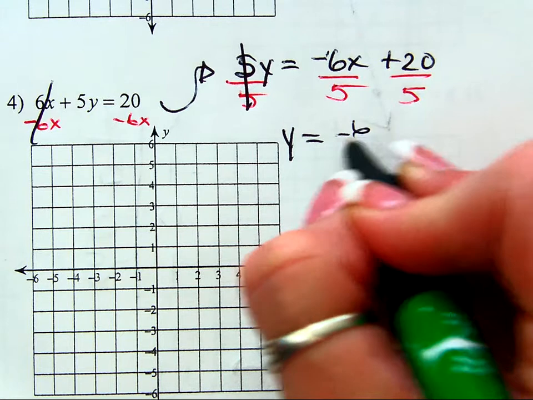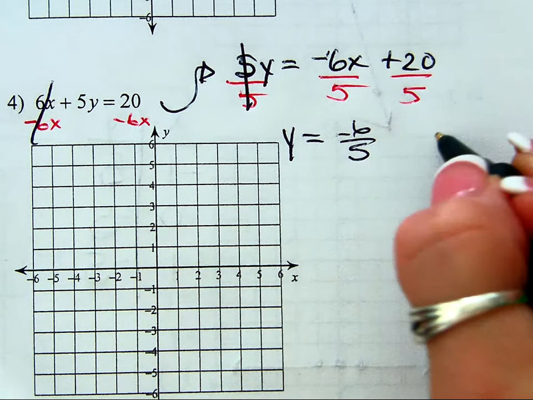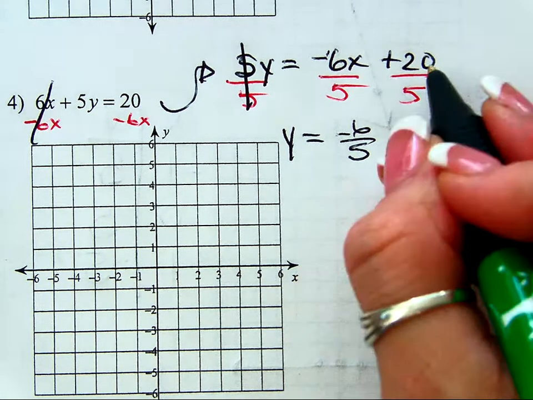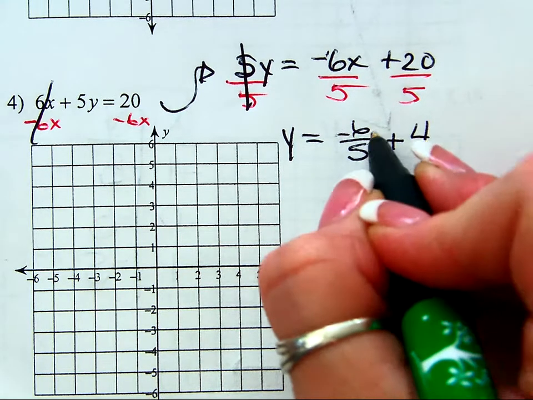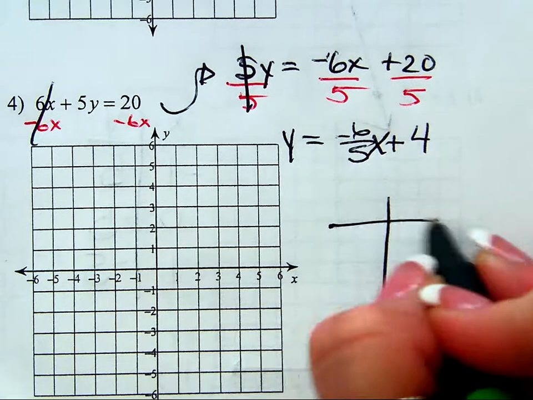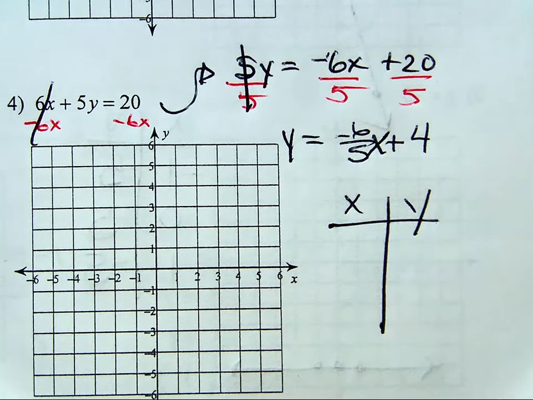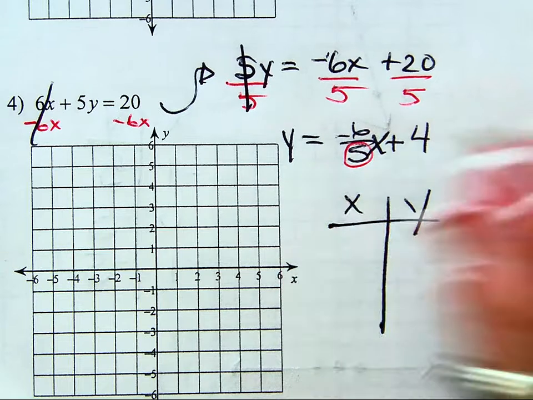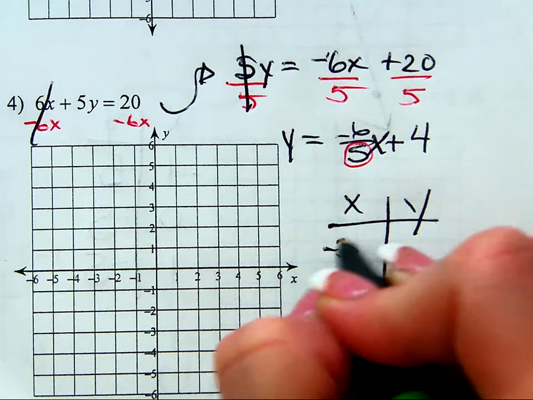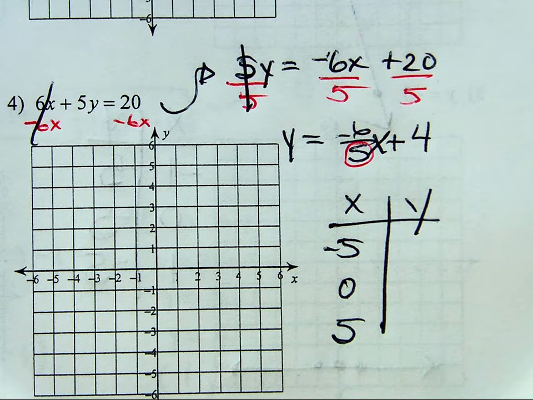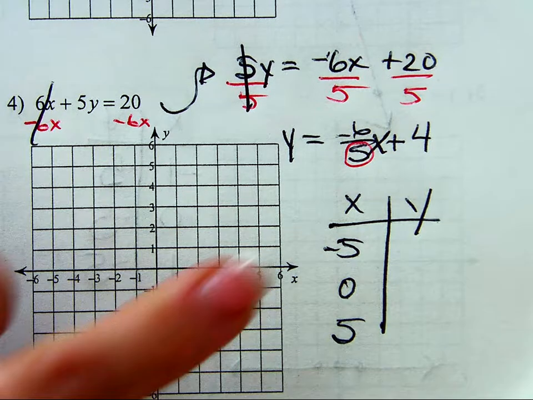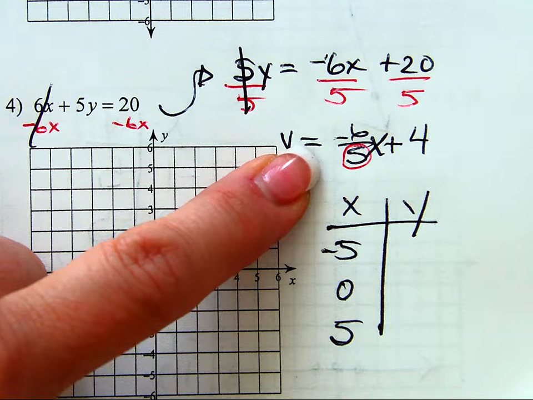What's my y-intercept here? What's 20 divided by 5? Positive 4. Don't forget your x. What are you going to choose as your x values? Same thing, right? Negative 5, 0, positive 5. Substitute it in. Okay? Let's do one more calculation like this and we'll be done, because I did find that was the most confusing part.